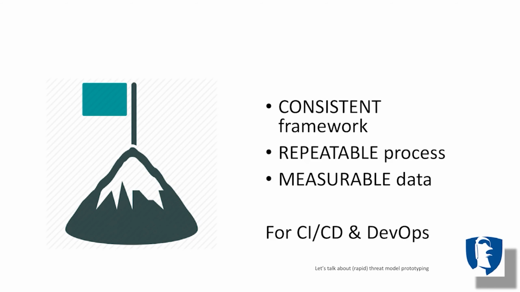So let's marry that up. We want to get 3 things out of this. A consistent framework. That's what my rapid threat model prototyping will do. We want to get a repeatable process. I want to keep on doing this and ultimately be able to automate it, because automation is good. And finally, I want to have measurable data coming out of this. I want to find out if I'm doing well or not.